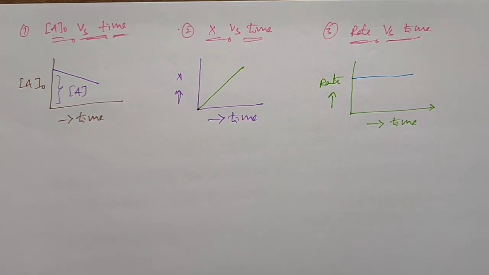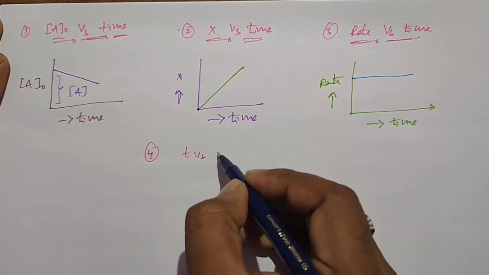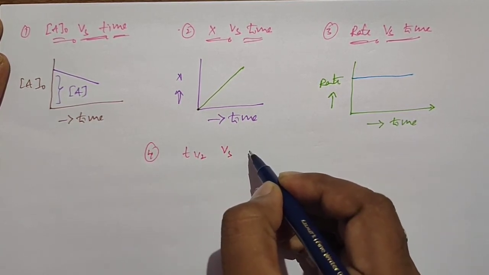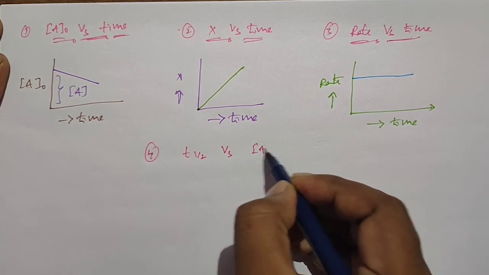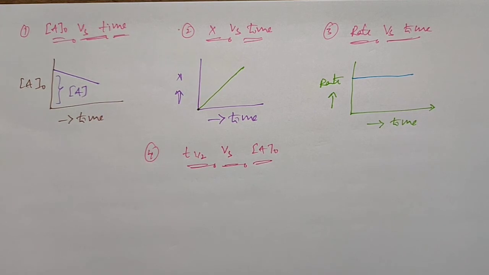And the last graph according to zero order reaction. With this we complete the zero order reaction. That is the fourth one, between half-life period versus initial concentration of reactant. You know very well the half-life period is directly proportional to the initial concentration of the reactant for zero order reaction. So we get a straight line passing through the origin.